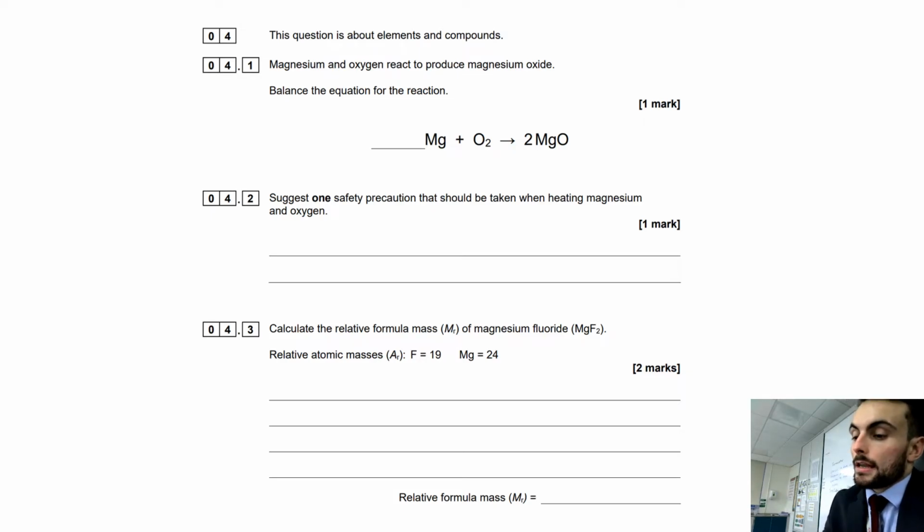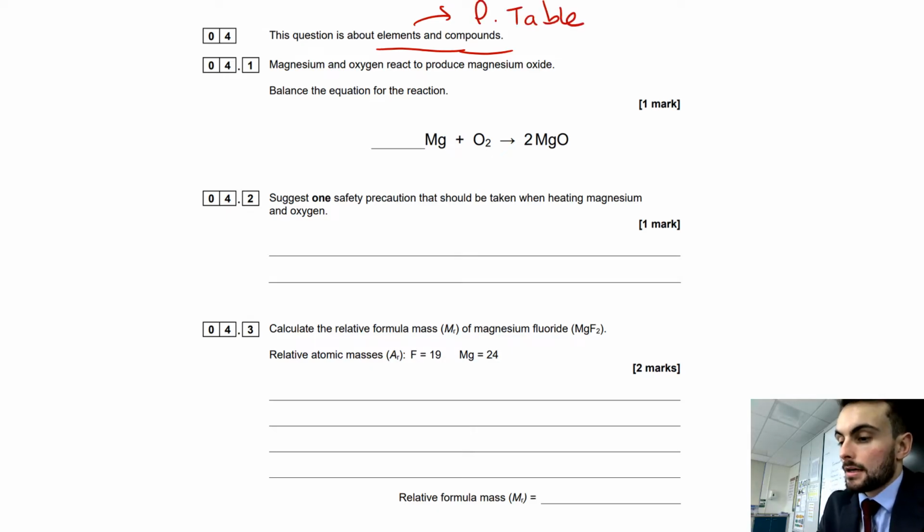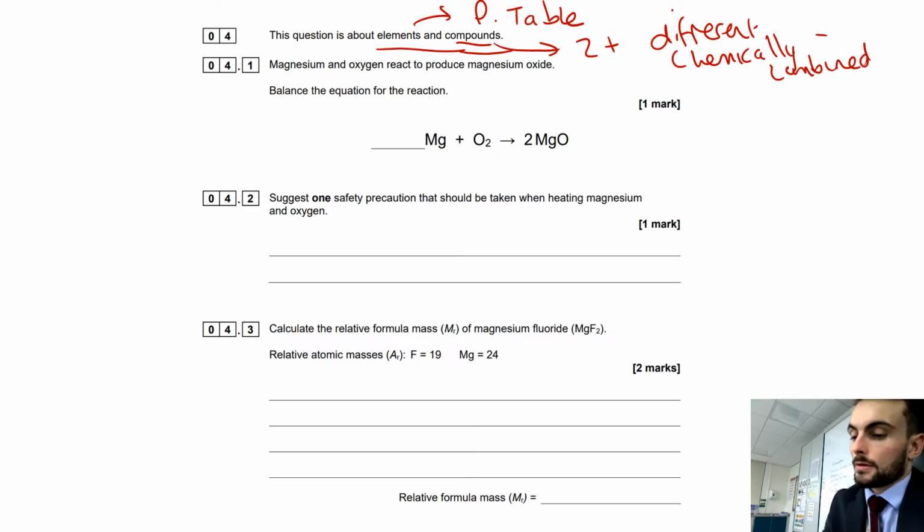This question is about elements and compounds. Immediately we're thinking about periodic table before we even start. Compounds, you should hopefully remember what a compound is: 2 or more different elements chemically combined. So then we look at the question.